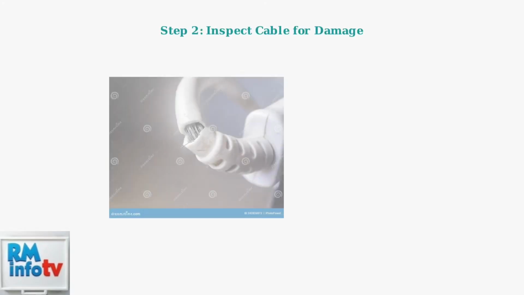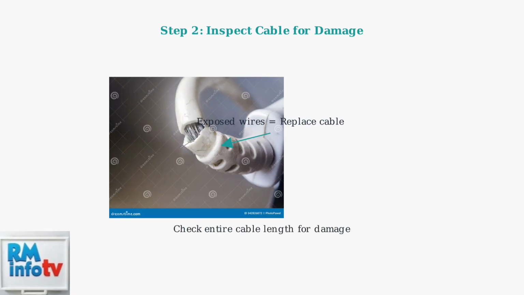Step 2. Inspect your power cable for any visible damage. Look for fraying, cuts, or exposed wires. If you find damage, replace the cable immediately.